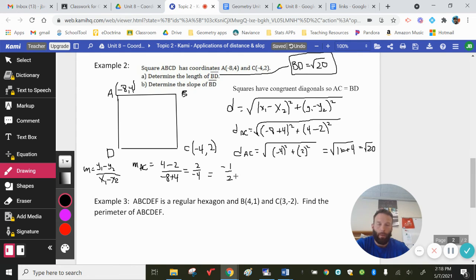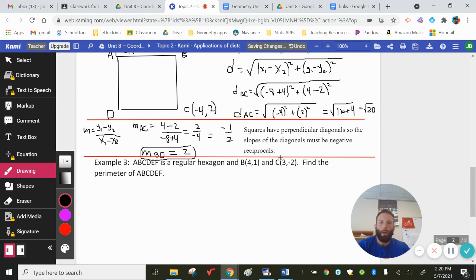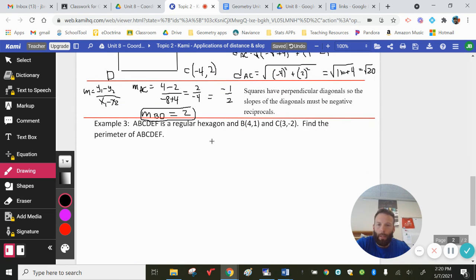Now, I want to remember that that's the slope from A to C, not the slope from B to D. So I'm going to put a little note here, and then I want to find the slope from B to D, which is going to be the negative reciprocal of that, because squares have diagonals that are perpendicular. So what is the negative reciprocal of -1/2? It is +2. Okay, so I'll go ahead and put a little note here and then say this is what we got. Okay, and so on to the last question here.